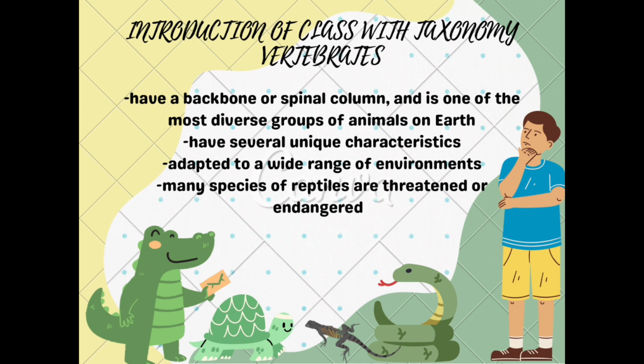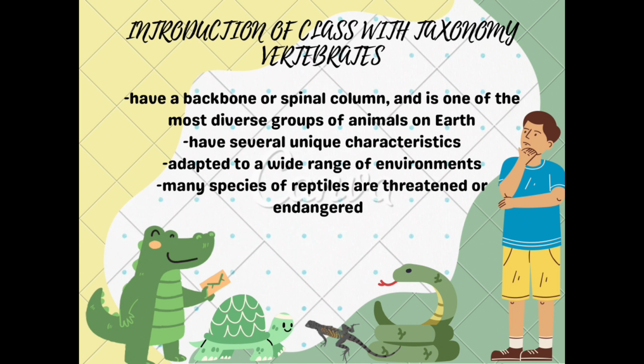They are ectothermic, or cold-blooded, meaning they rely on an external source of heat to regulate their body temperature. They also have dry, scaly skin, and most lay their eggs on land. Reptiles are adapted to a wide range of environments, from arid deserts to tropical rainforests. They are important predators and prey in their ecosystem, and many species have specialized diets and hunting techniques.